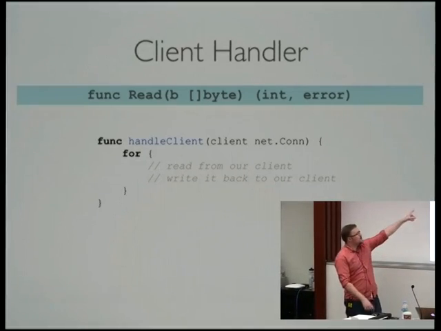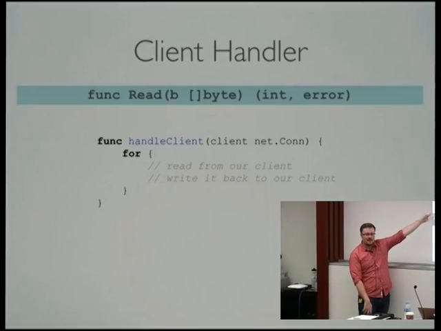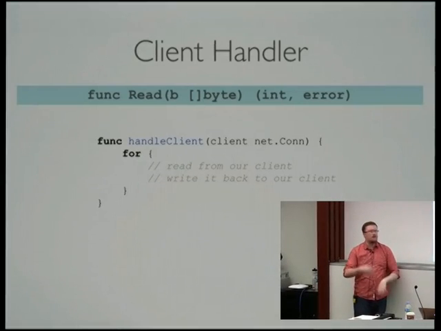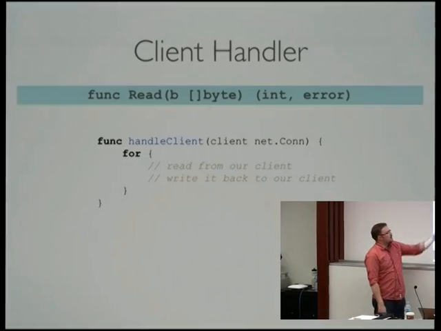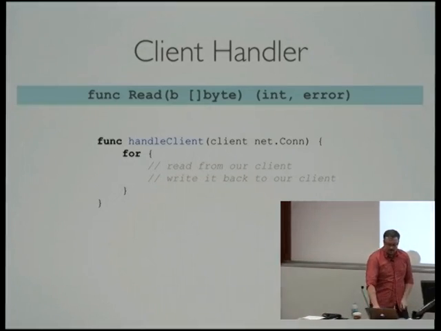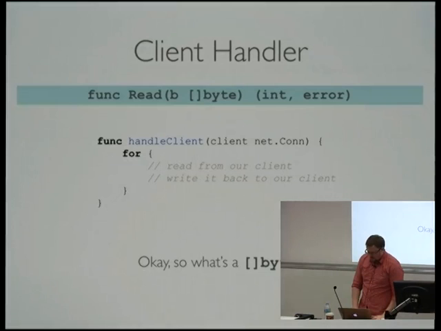So we have our function here, which looks a lot like main. It's an infinite loop again, because we're just going to echo over and over. We pass in our client, and then we read and write. But the question is, what is a bracket byte? So we're going to talk a bit about types here.